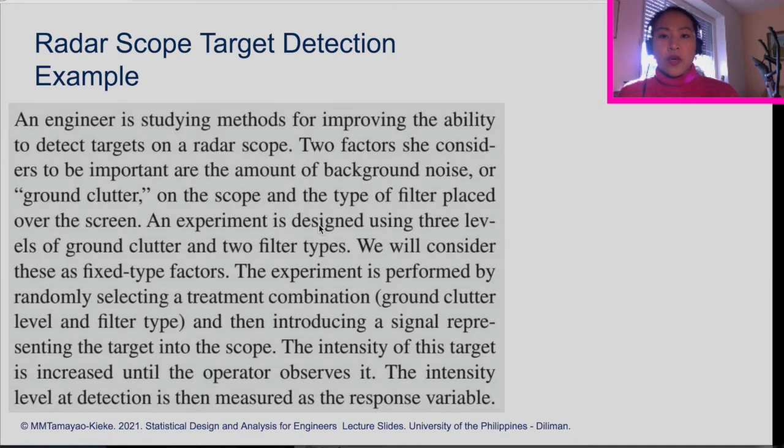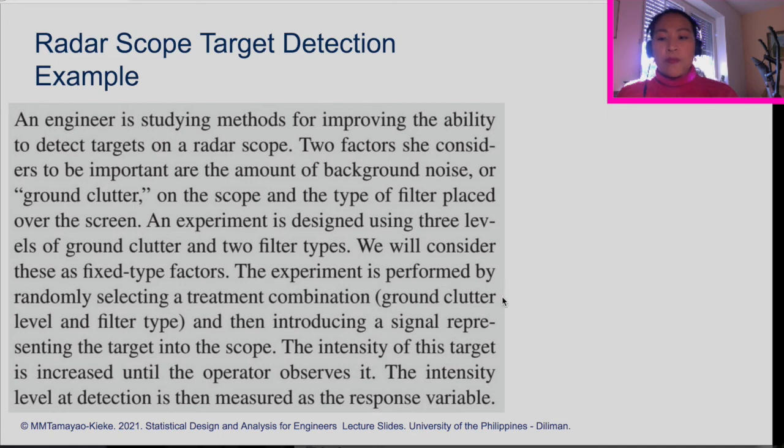Here we have the radar scope target detection example. So it reads, again, this is from Montgomery: An engineer is studying methods for improving the ability to detect targets on a radar scope. Two factors she considers to be important are the amount of background noise or ground clutter on the scope and the type of filter placed over the screen. Now, an experiment is designed using 3 levels of ground clutter and 2 filter types. We will consider these as fixed factors.